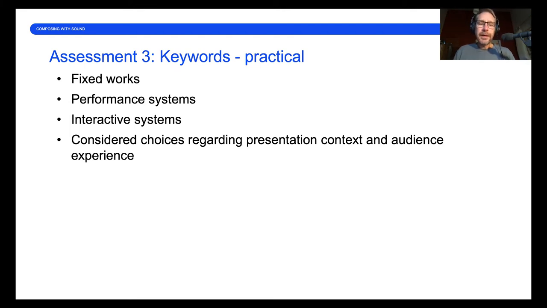So we want to unpack the task description in terms of its keywords. These are the keywords for the practical side of the task. Fixed works. Performance system is one similar to the system that we designed for assessment 2. Interactive systems are ones where the performance is not so structured, where not just you but other people could interact with the system. And once again, I mentioned last week to just think about how you're going to present this in the context of the computer lab. It's a strange sort of performance context, but you want to be thinking about how that's going to work before you present.